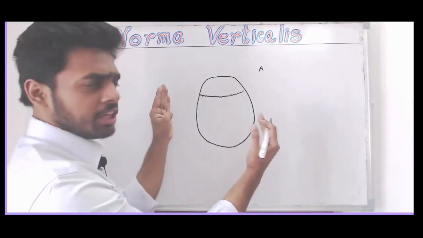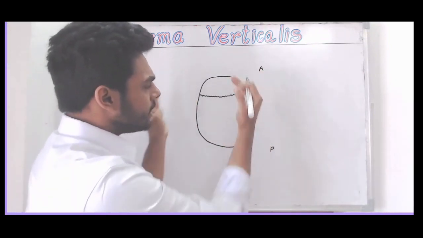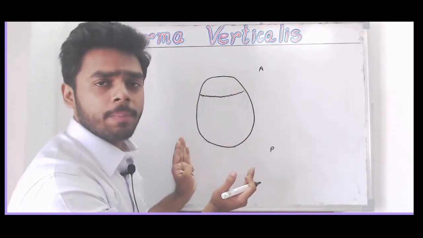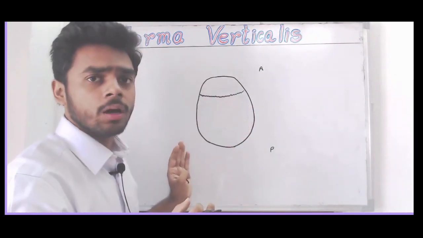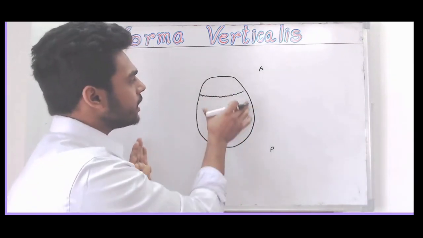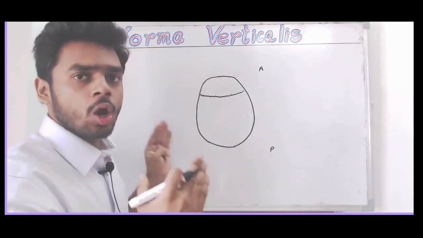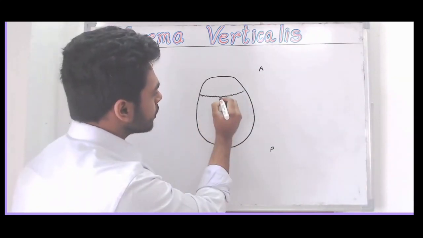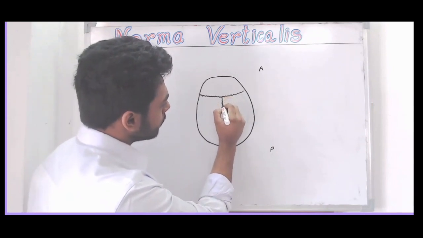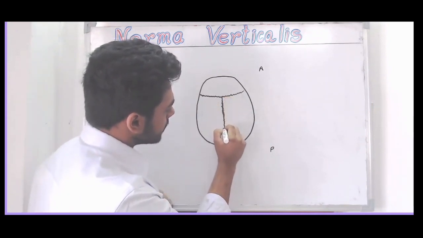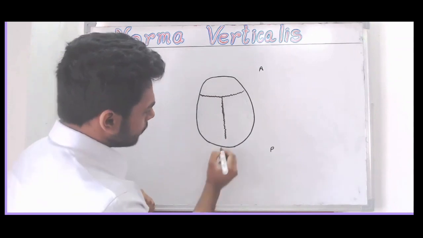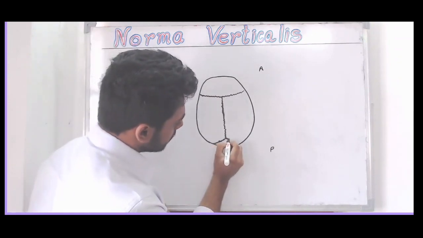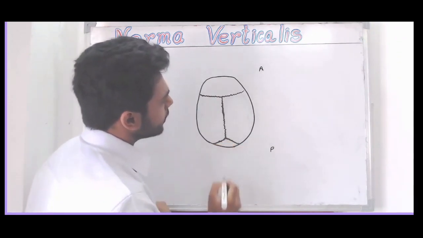skull. Anteriorly, the skull is a bit narrower as compared to the posterior part when we look from the superior view. So anteriorly, this oval shape looks narrower and posteriorly, it is a bit broader. This is the coronal suture and here we have the sagittal suture. And after this sagittal suture, here we have another suture called the lambdoid suture.